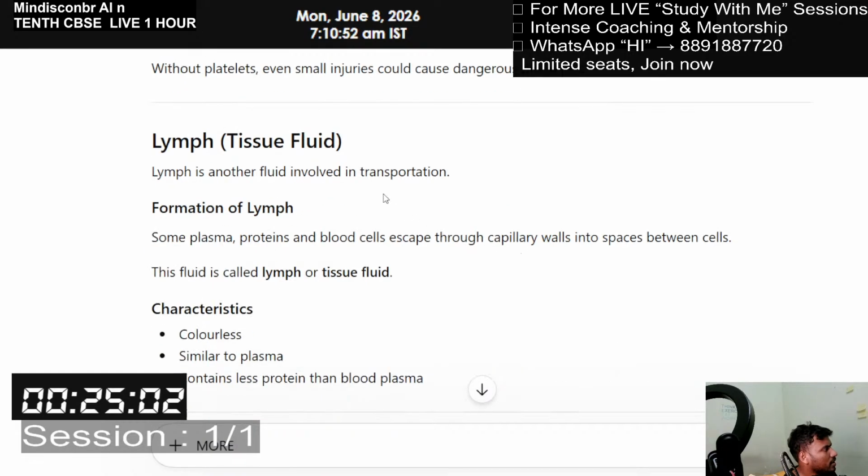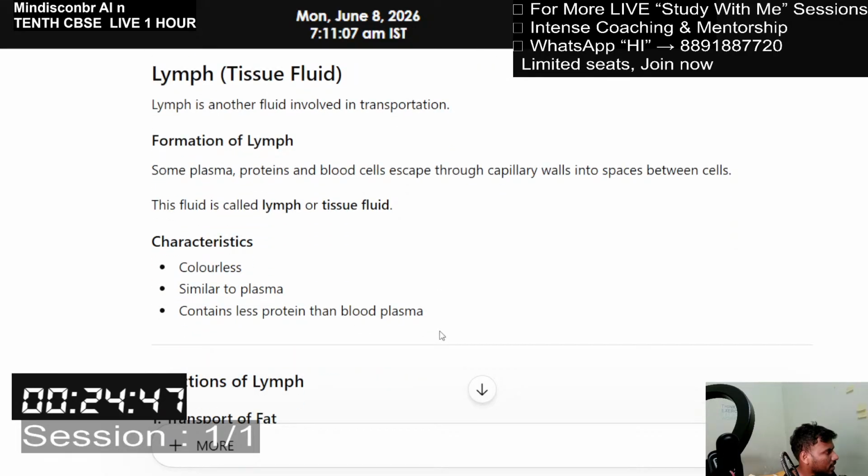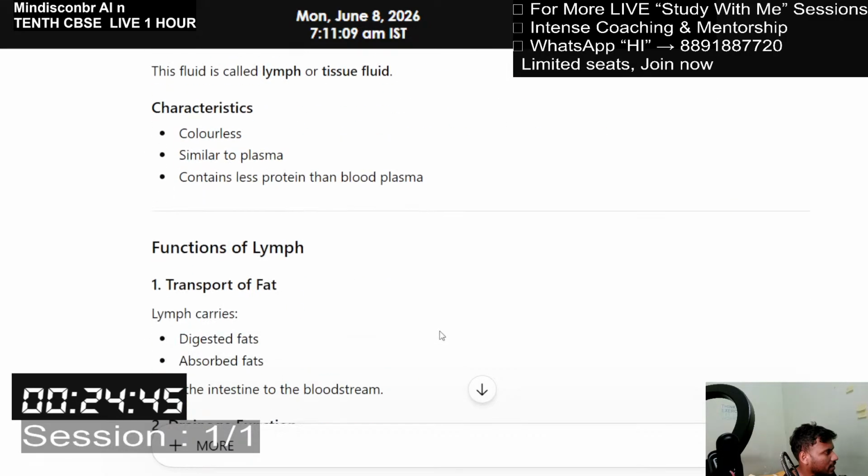Lymph, or tissue fluid, is another fluid involved in transportation. Formation of lymph: some plasma, proteins and blood cells escape through capillary walls into spaces between the cells. This fluid is called lymph or tissue fluid. Characteristics: colorless, similar to plasma, and contains less protein than blood plasma.